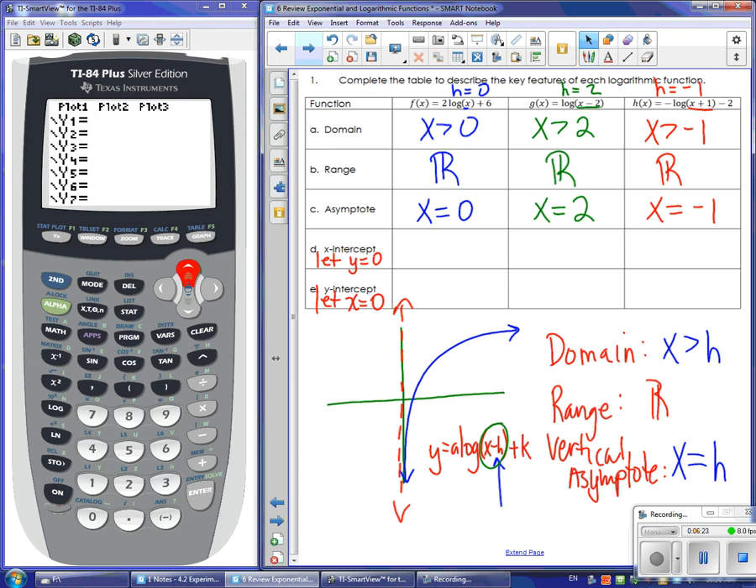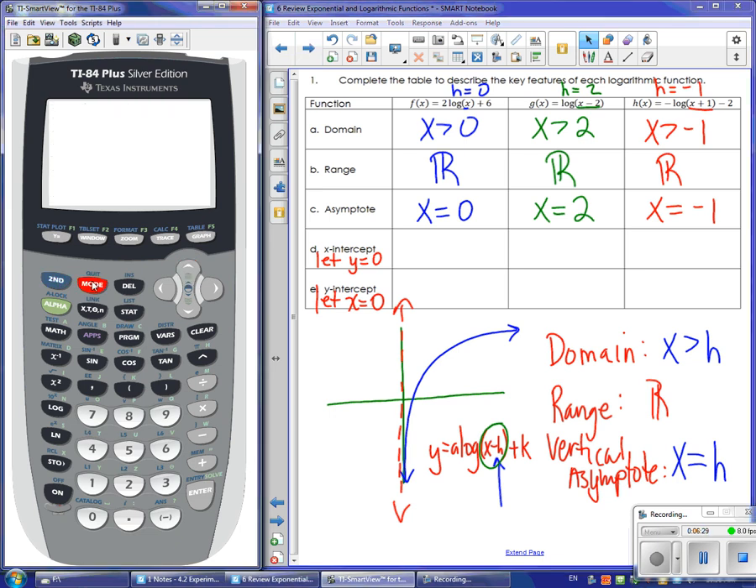To find the y-intercept, since all we're doing is plugging 0 in for x, I can do that on the home screen for each of these equations. So for f of x, I'm just going to type in 2 times the log, and since there's nothing else in the parentheses except for x, I'm going to plug in 0 for x, and then I've got plus 6. And when I get an error message like this, it tells me that there is no y-intercept. And that's because this function, f of x, has an asymptote at x equals 0, that's just the y-axis, which tells me that my graph never crosses or touches the y-axis. So there is no y-intercept.